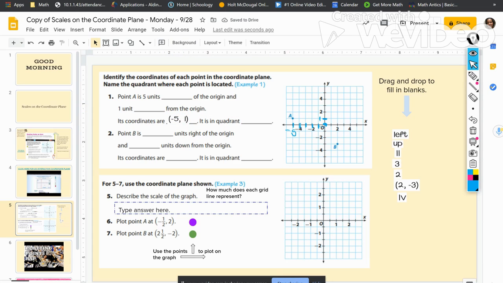Now, which way did I go first? I went left first. So I'm going to say it's 5 units left, and it's the furthest distance from the axis. And 1 unit up. And it's in quadrant. Remember, if you don't remember your quadrants, you can make that C. The first point is 1. The second point is 2. So this one is in quadrant 2.